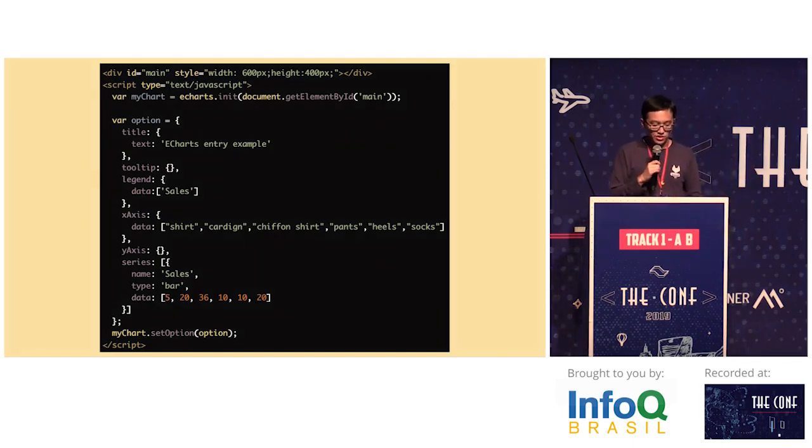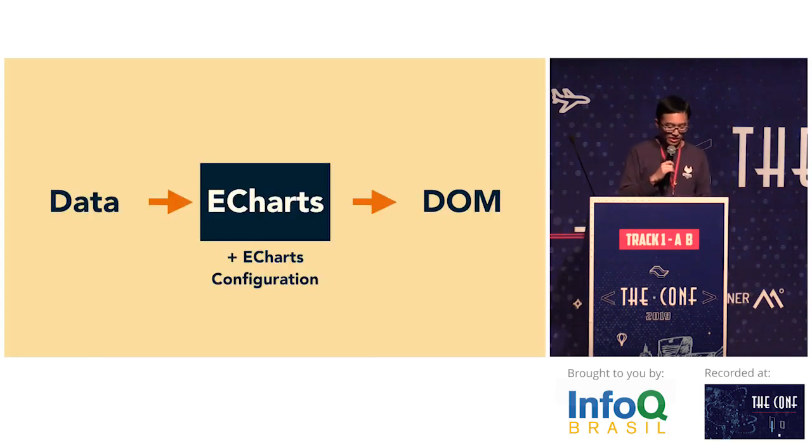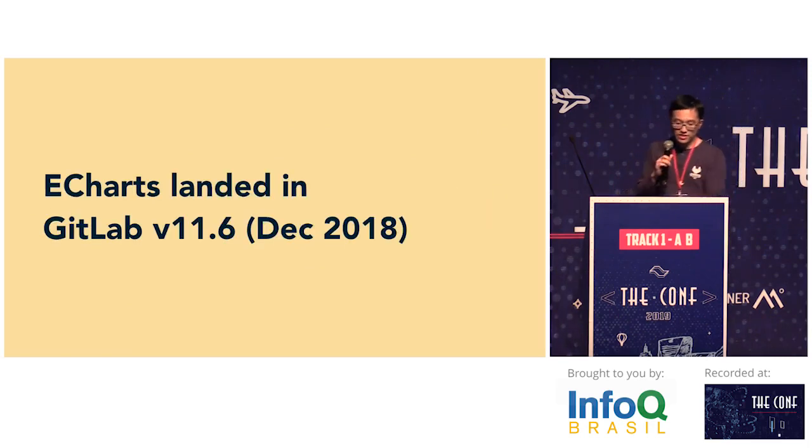When we finally decided this, we decided to land ECharts in GitLab 11.6, which was December of last year. So you might be asking, what did we achieve in this time? It's been about 8 months since then. Here's a slide comparison. On the left side, we have the old D3 rendering of our metrics chart. And on the right side, we have where we are today.